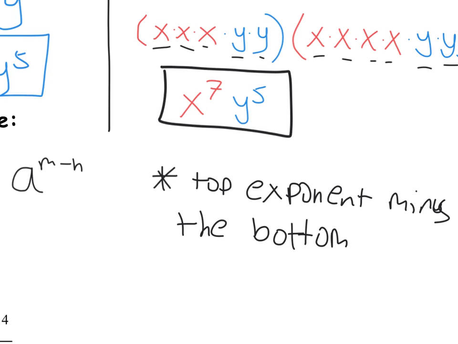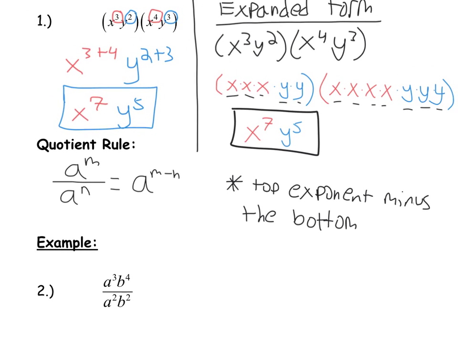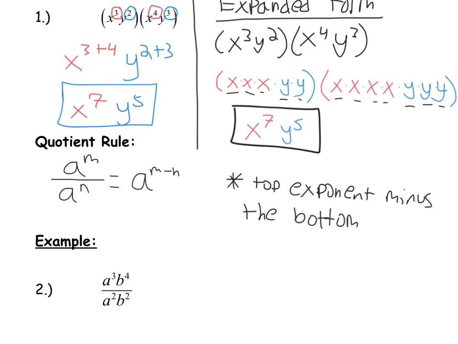Let me erase this. I don't like this minus. Okay, there we go. So that is minus. Okay, cool. All right, so there we go. There's our model there. A to the m over a to the n is the same thing as a to the m minus n. Top exponent minus the bottom.